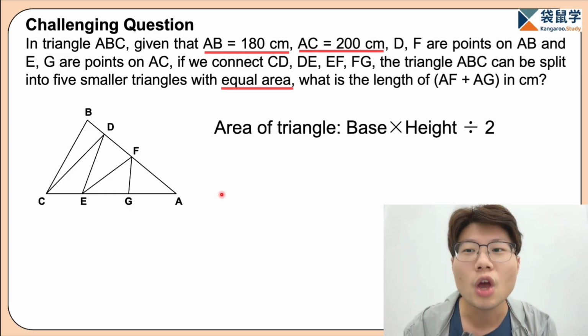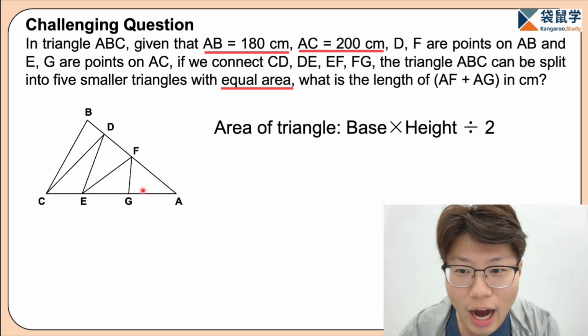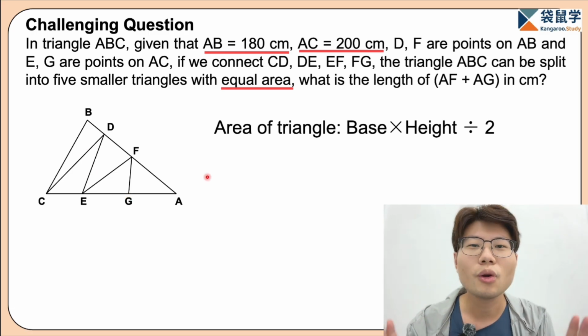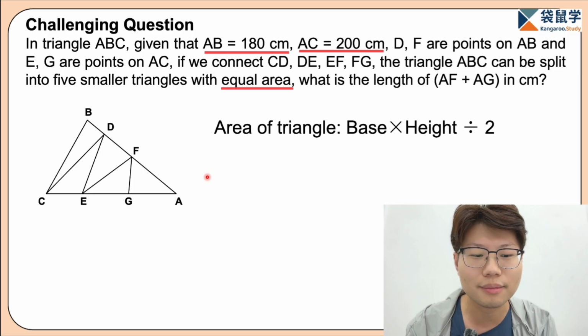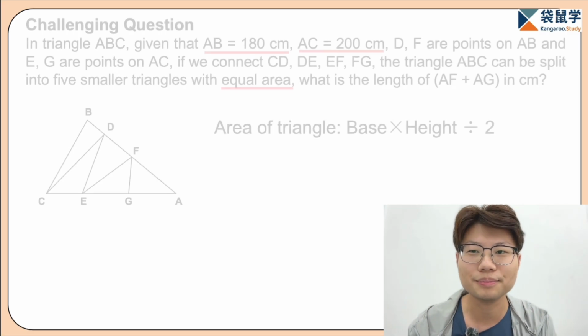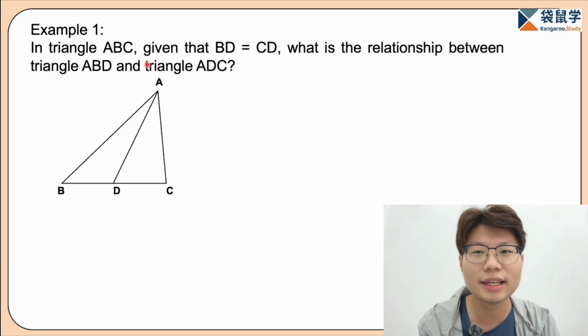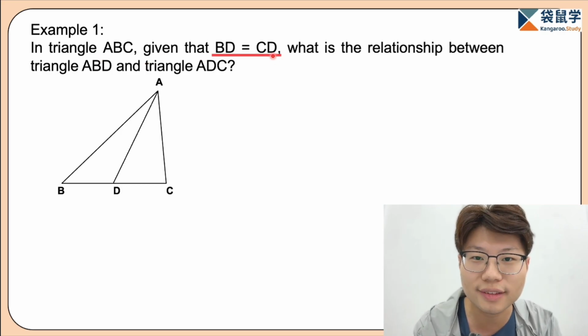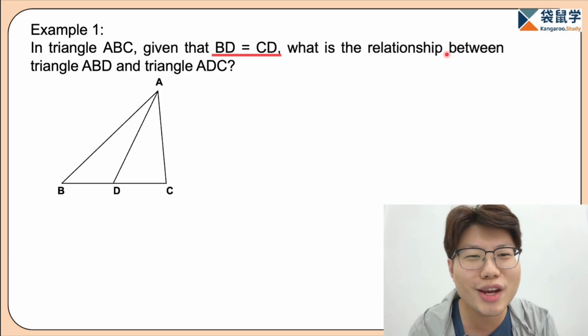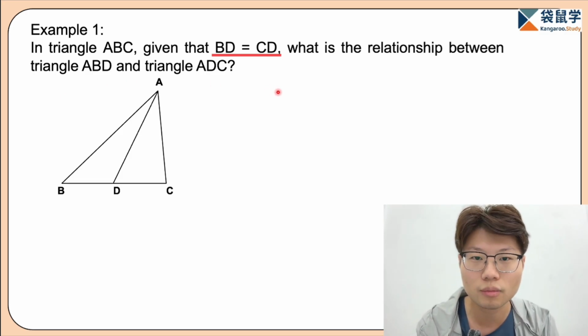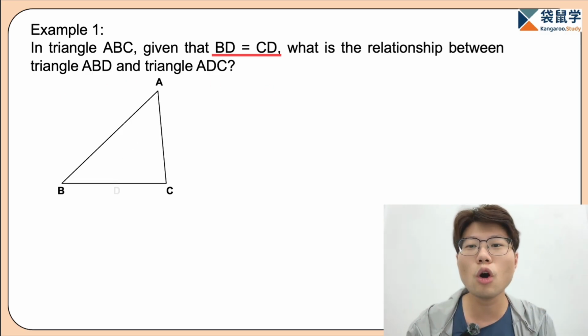What can we do? We can find that these 5 smaller triangles are adjacent to each other. What is the characteristic between them? Let's see an example. In example 1, in triangle ABC given that BD equals CD, what is the relationship between triangle ABD and triangle ADC?